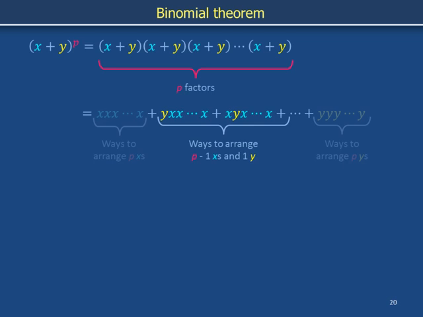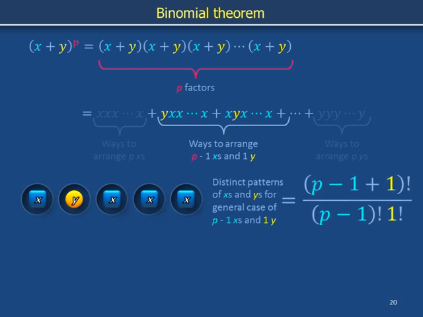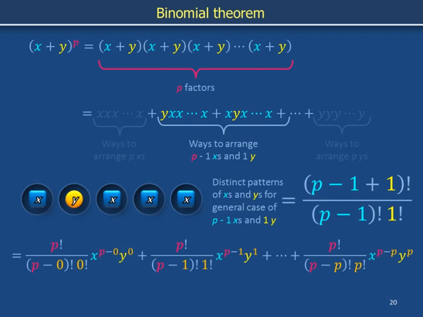How many copies are there of terms with p minus 1 x's and 1 y? In other words, how many ways are there to arrange p minus 1 x's and 1 y in p slots? Using the formula (L plus n) factorial over L factorial n factorial from the previous section, we know that there are (p minus 1 plus 1) factorial over (p minus 1) factorial ways to arrange p minus 1 x's and 1 y in a row. The p factorial over (p minus 1) factorial copies of terms that have p minus 1 x's and 1 copy of y add up to p factorial over (p minus 1) factorial times x to the p minus 1 times y. Terms with other mixtures of x's and y's can likewise be collected.